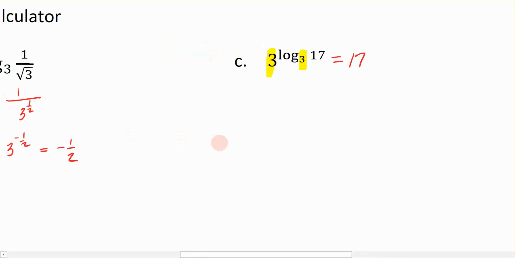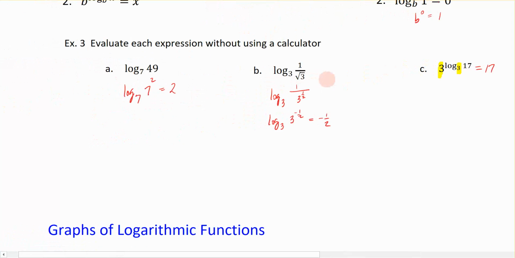Okay, now let's look at this last one. This says 3 raised to the log base 3 of 17. Remember that this was the other form of our inverse property, and it said that if this base and this base were the same number, then the expression just evaluates to the argument of 17. And that's how we're going to go about evaluating these expressions without a calculator.